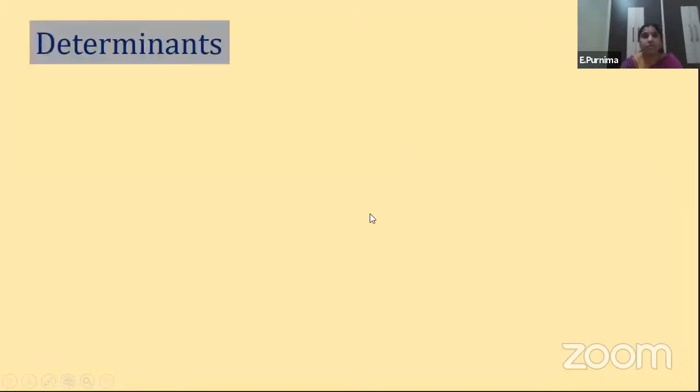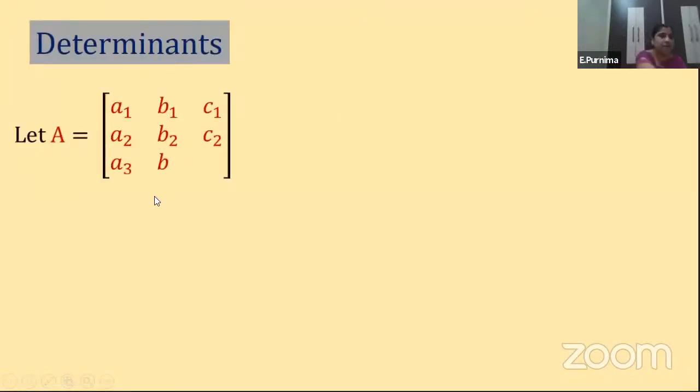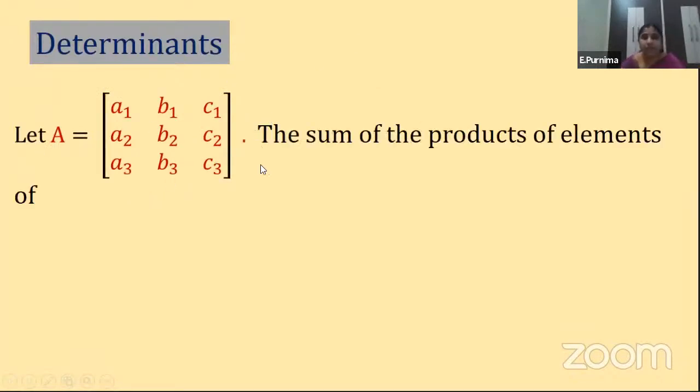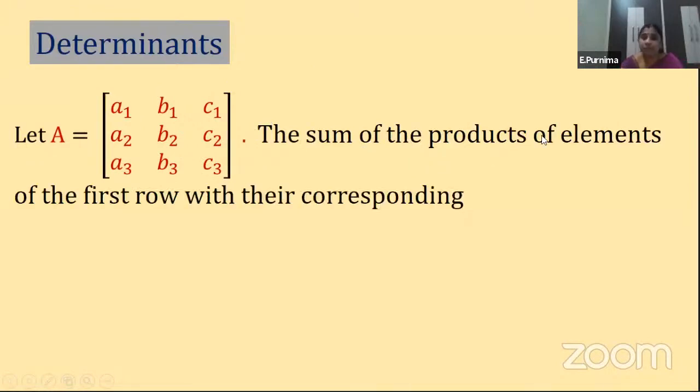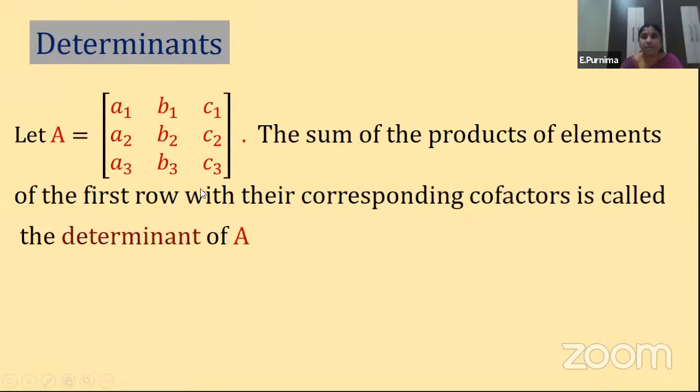Based on these cofactors, we have the concept of determinants for a 3 by 3 matrix. So what is a determinant, children? How do you find the determinant of a 3 by 3 matrix? Let us see. Let A be the matrix A1 B1 C1, A2 B2 C2, A3 B3 C3. Then listen carefully, children: the sum of the products of the elements of the first row with their corresponding cofactors is called the determinant of A. Is it clear?